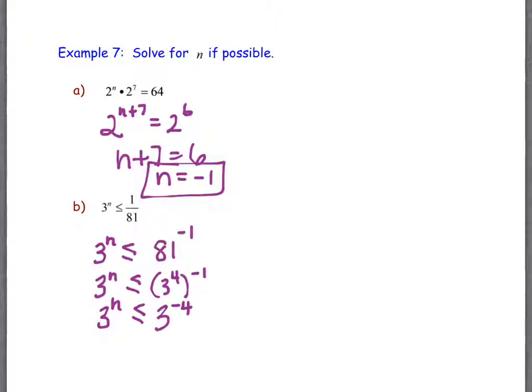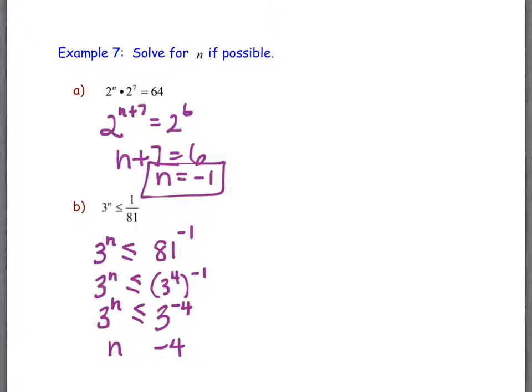So I've got 3 to the negative 4th. Now what? Now I have 3's on both sides. That's good. Yeah, that one-to-one property that Allison was asking me about, is that an actual property? Yeah, it actually is. And so I can ignore my bases now. I have n on the left. I have negative 4 on the right. What's going to go between them?